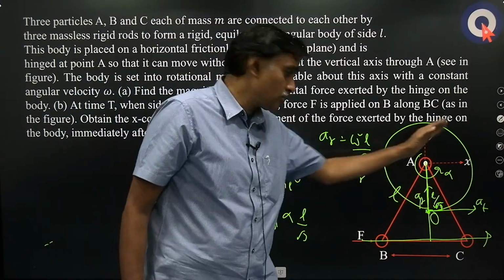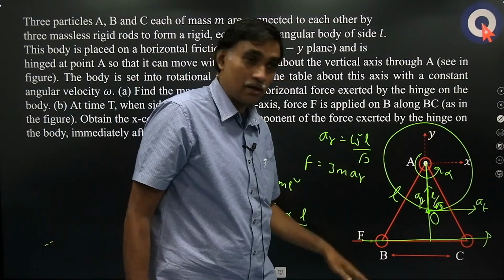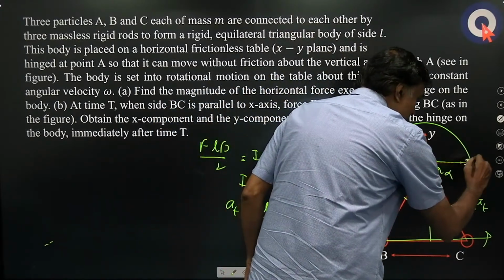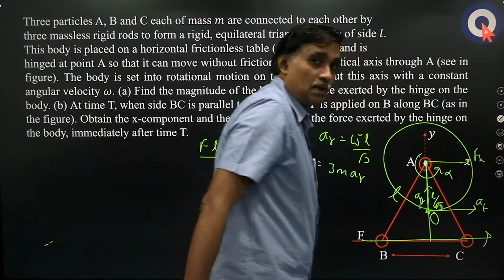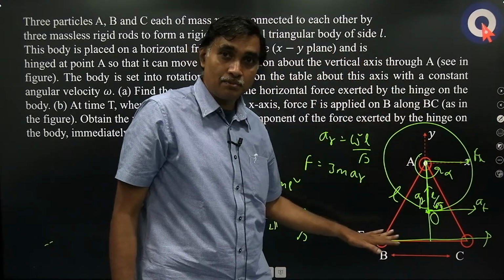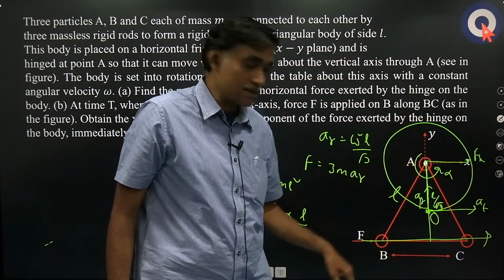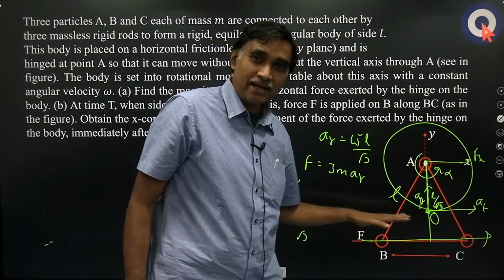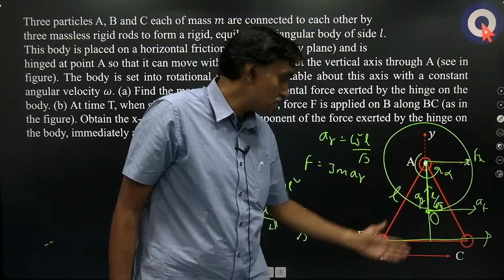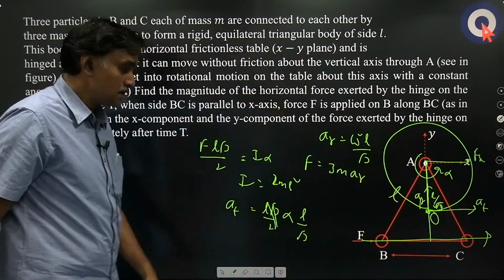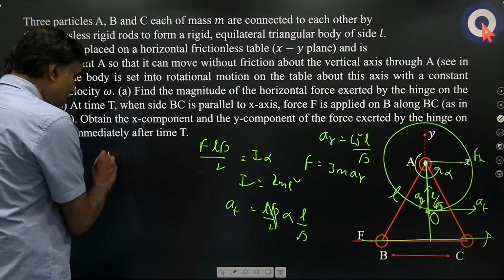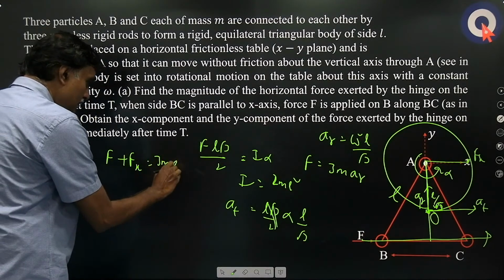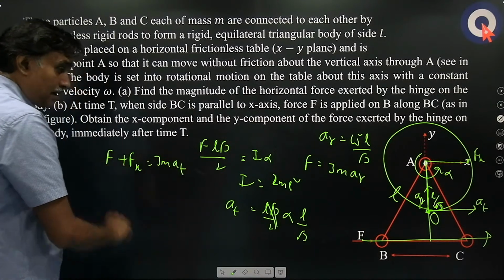The y component is only whatever you have found out earlier, 3m into AR. Let us say x component of hinge force is Fx. Then what is the net force acting on the triangular frame along x axis? It is F plus Fx equal to total mass into acceleration of center of mass along x axis, which is nothing but at. So the equation is F plus Fx equal to total mass into at. Then Fx you can find.